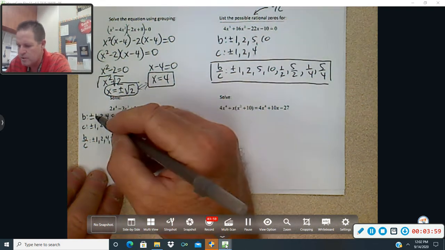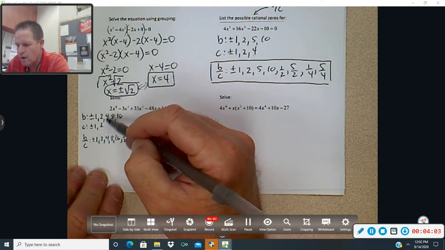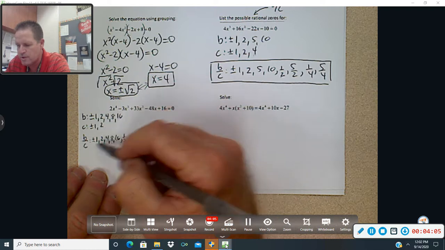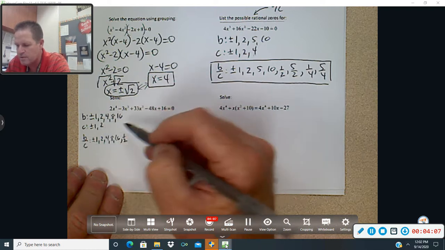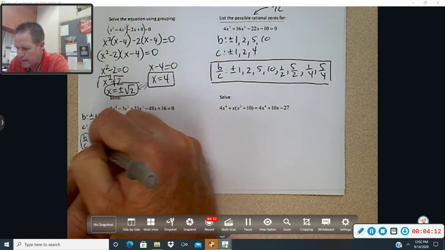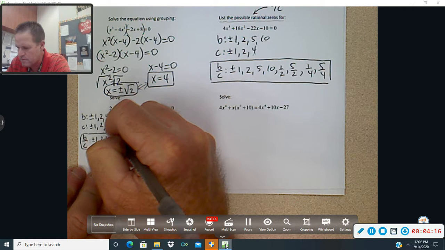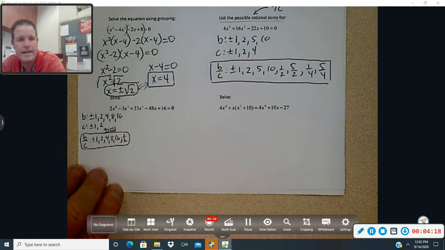But now dividing by 2, 1 divided by 2 is a half. 2 divided by 2 is 1. 4 divided by 2 is 2. These are ones I already have. 8 divided by 2 is 4. And 16 divided by 2 is 8. So there is my list of possible rational zeros. Remember, these are my guesses. So I want to guess those.